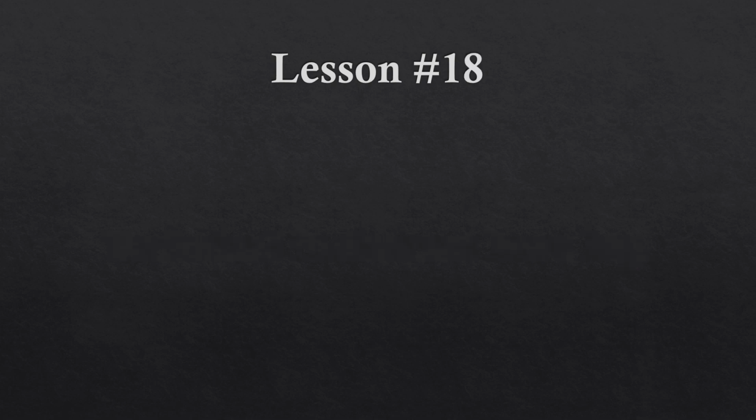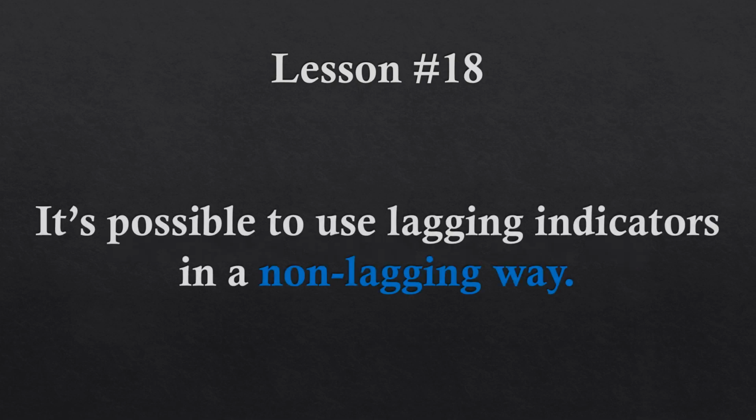Lesson number 18. It's possible to use lagging indicators in a non-lagging way. Since lag comes from condensing past price information into the present, by ignoring the time axis of price charts, we can transform a lagging indicator into a non-lagging one. That's the case with using moving averages as support and resistance lines, for example. Moving averages are clearly lagging, but if we just use the vertical axis of the chart and ignore their lag, a better use of them emerges.